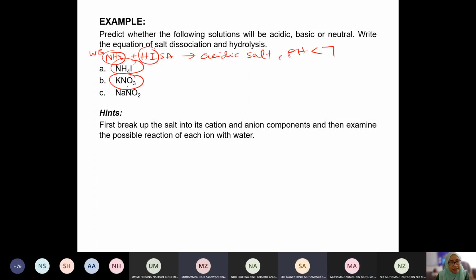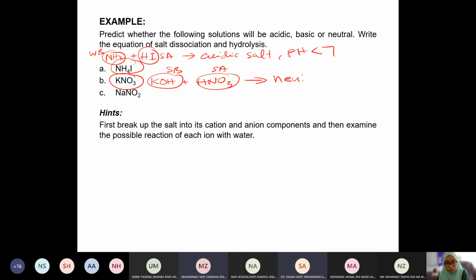Okay. How about others? Do you have a different answer? Neutral. Okay. It's a neutral salt because the reaction is between, let's say, KOH plus HNO3, and then we identify these both. Both of them come from a strong base and a strong acid. So both of them are strong. Therefore, it will produce a salt that is neutral.